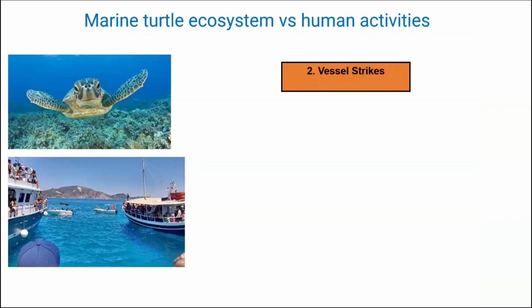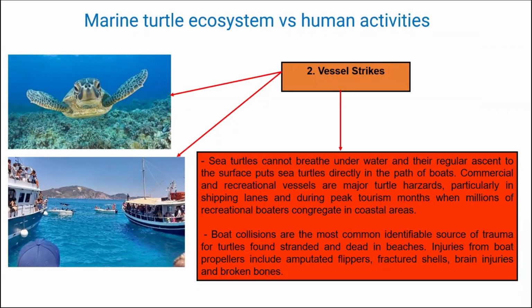Other threats may be vessel strikes. Recently, due to the tourism level developing highly, especially in our country, which is a coastal one with a big coast, vessel strikes, or boat collisions, are the most common identifiable source of trauma of the turtles found stranded on the coast. So they can be injured from boat propellers, and injuries include amputated flippers, fractured shells, brain injuries, or broken bones.